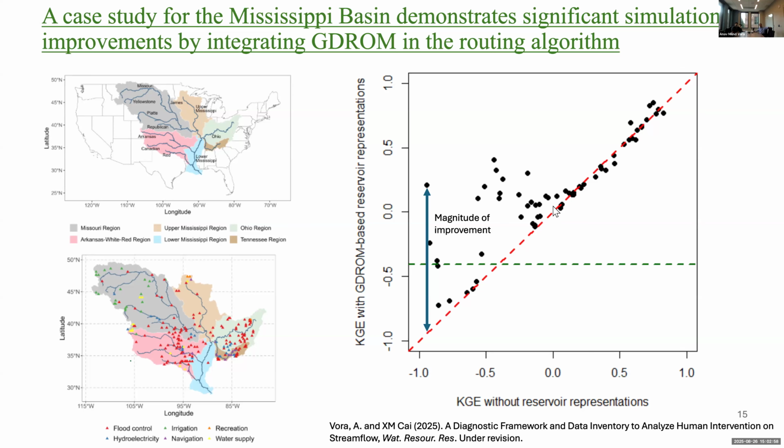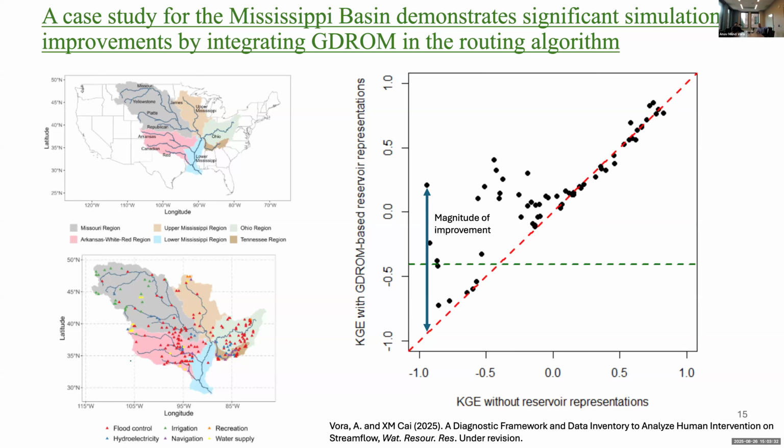Now you can see that when KGE is in a lower range, we can say GDROM significantly increases the KGE. For example, for this point, the distance of this line shows that. But if you look at the upper part, the KGE is already high. So why don't we see much difference?